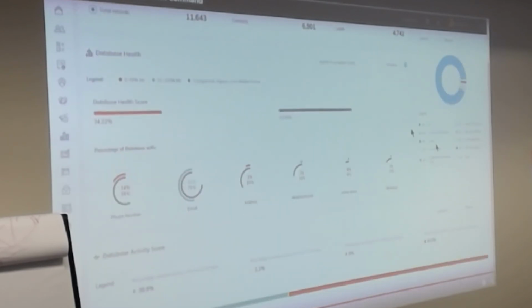You'll notice there's that there, but also down here. So you can compare your activity levels with the activity levels of other people you work with and maybe compete with.